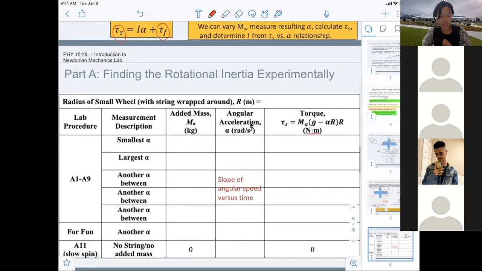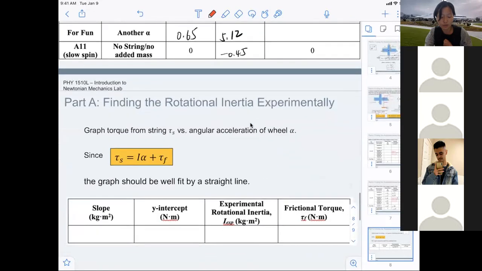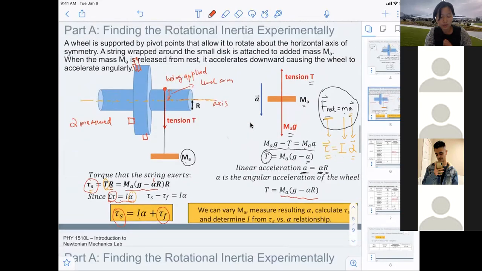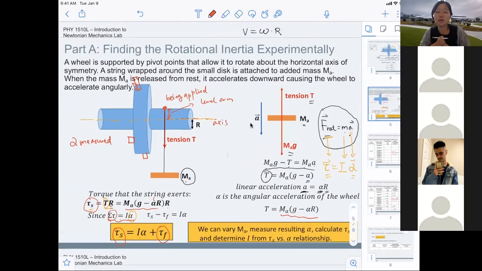So in our data, we will read all the different alphas from the lab. So it doesn't matter which stages you're in, right? You just record the alphas here, and you record the corresponding mass that you added, and you generate the torque, and eventually you plot alpha versus torque, and you get your graph. Okay, so let me go back to this slide before we look at the video. Are there any questions? Yes, go ahead.